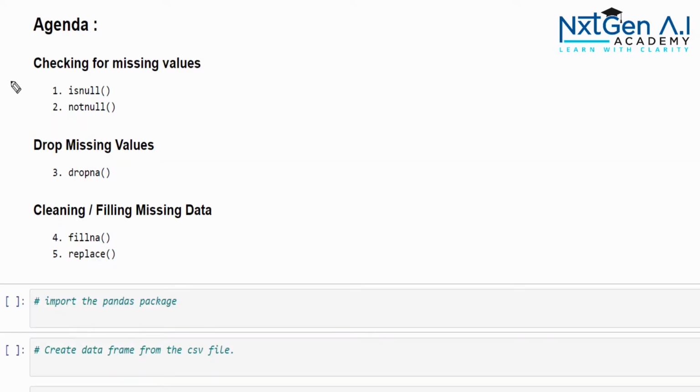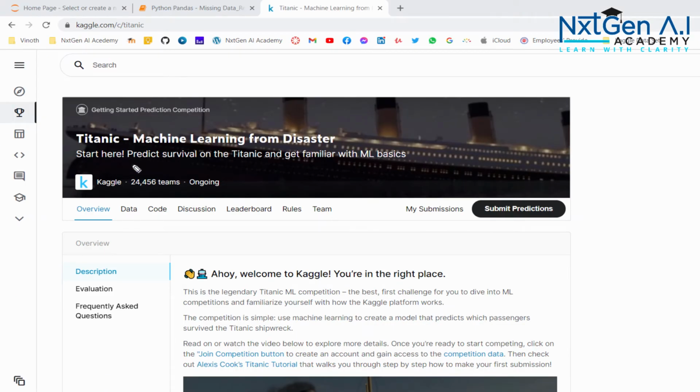In order to solve this issue, we have 5 methods. 2 methods for checking for missing values, then dropping the missing values, and finally cleaning or filling the missing data using the fillna and replace methods. We will try to implement all these 5 methods using a real-time dataset, the Titanic dataset, which is a very famous dataset. The reason to choose the Titanic dataset is that it will be easy for us to visualize, as we already know what has happened in this movie.